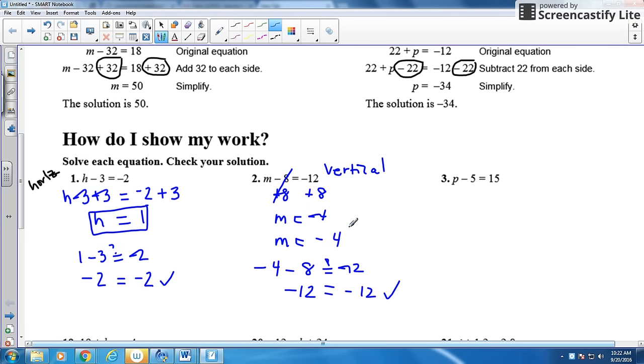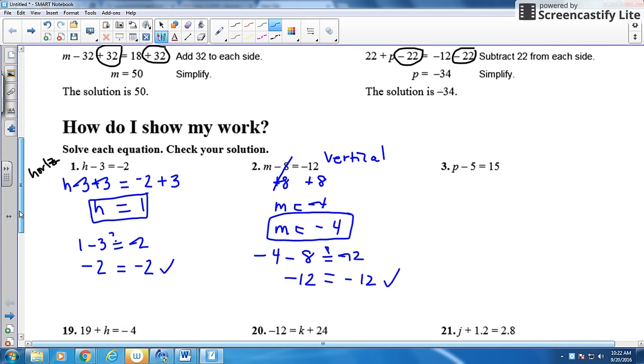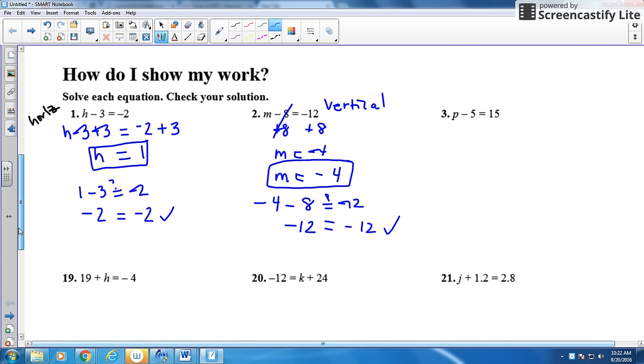Okay, so that's the kind of work that I expect to see when you solve an equation. Even if it's something you could do in your head, I expect to see your work. You can box in or circle in your solutions so they're easy to find, but I have no preference whether you choose to do horizontal method or vertical method. Whatever you're more comfortable with is fine with me.